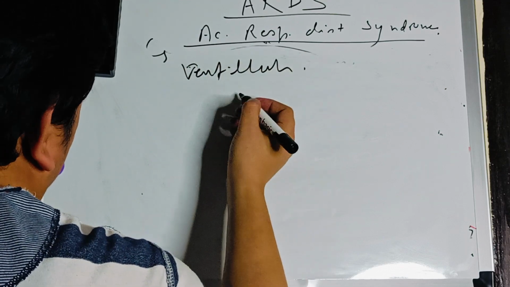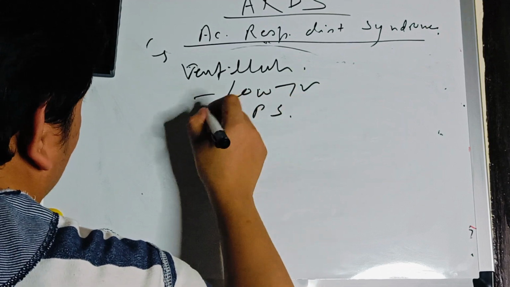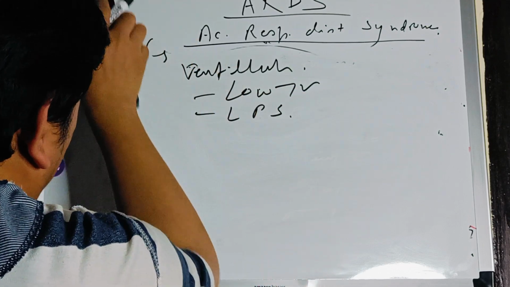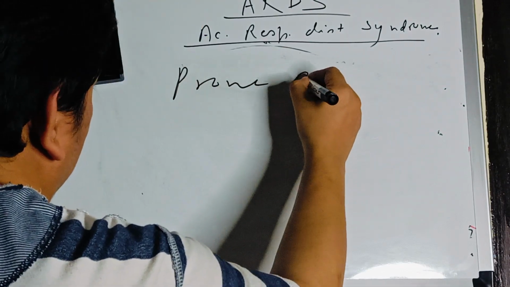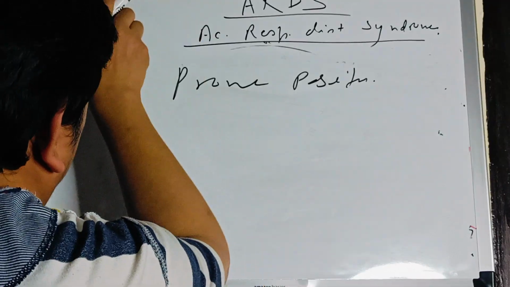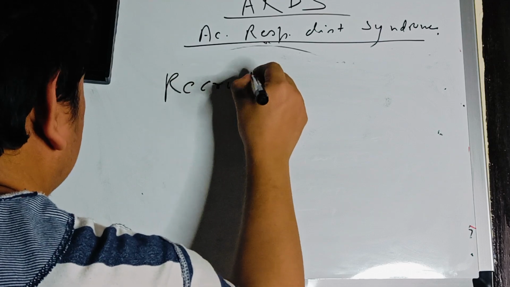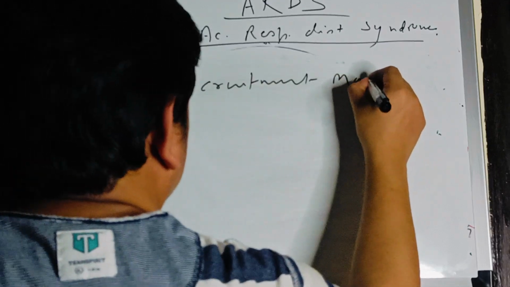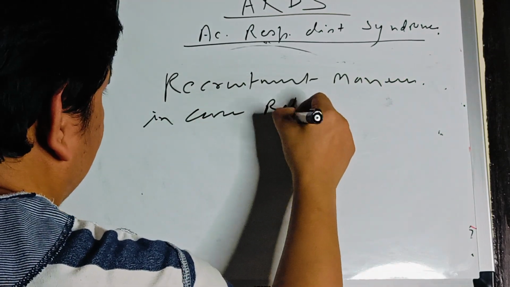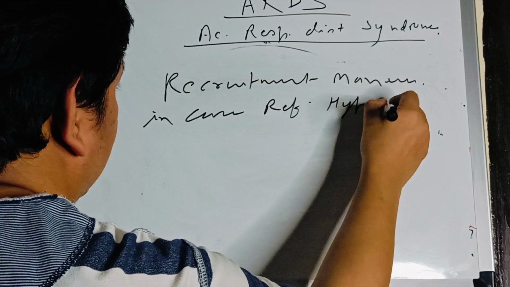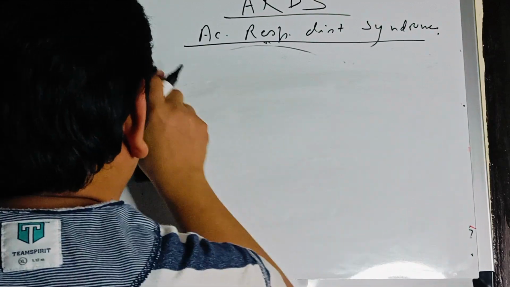On the ventilator, low tidal volume, lung protective strategy, and if it is not able to maintain, then we have to do prone positioning and recruitment maneuvers in case of refractory hypoxemia, despite optimizing the treatment and prone positioning.